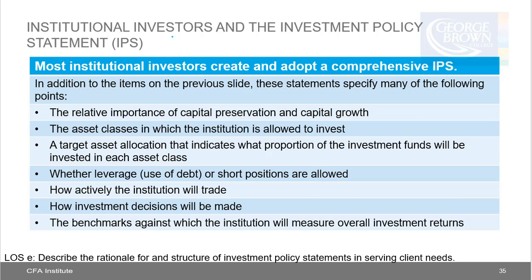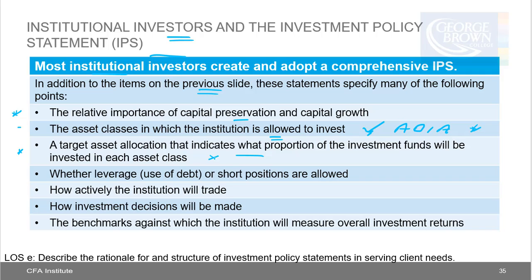So this slide is just focusing a little bit more on institutional investors in particular and the IPS. It's saying here most institutional investors create an IPS. So in addition to the items that we've previously talked about, these statements may specify many of the following. Number one, relative importance of capital preservation and capital growth. Two, asset classes in which the institution is allowed to invest. So, for example, if you looked at the Abu Dhabi Investment Authority, which is based in Abu Dhabi, there may be certain industries that they're not allowed to invest in based on certain unique constraints.